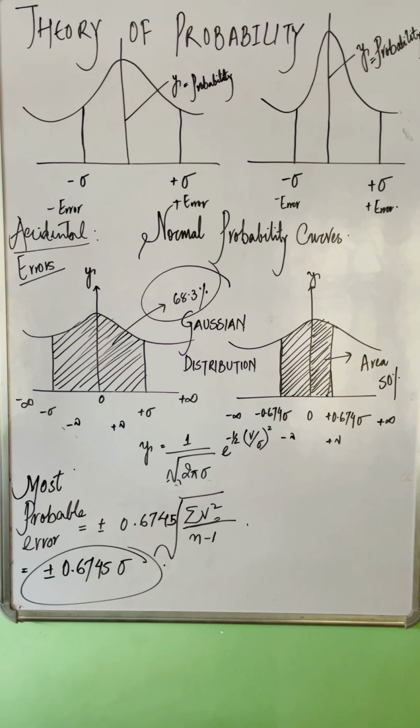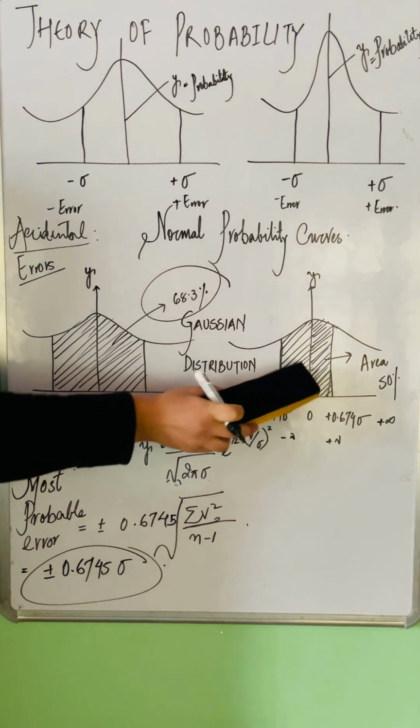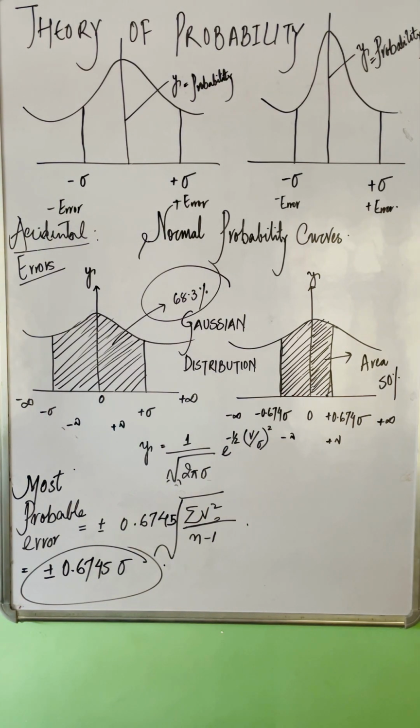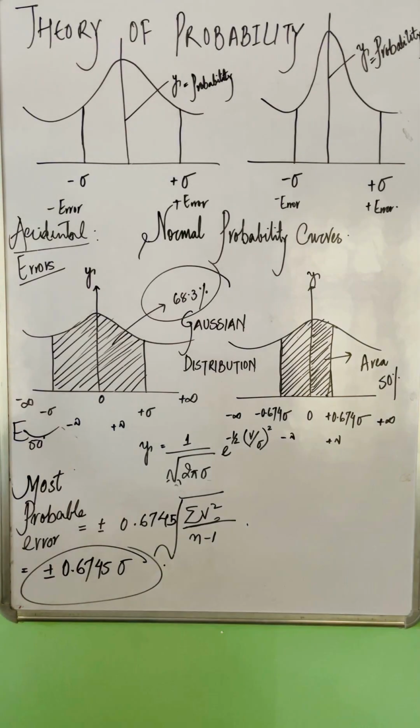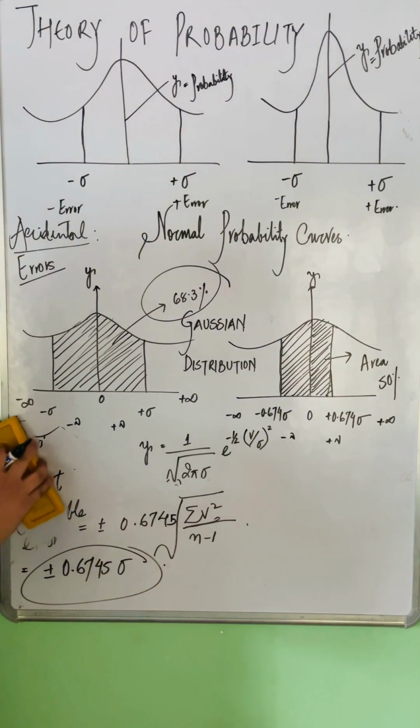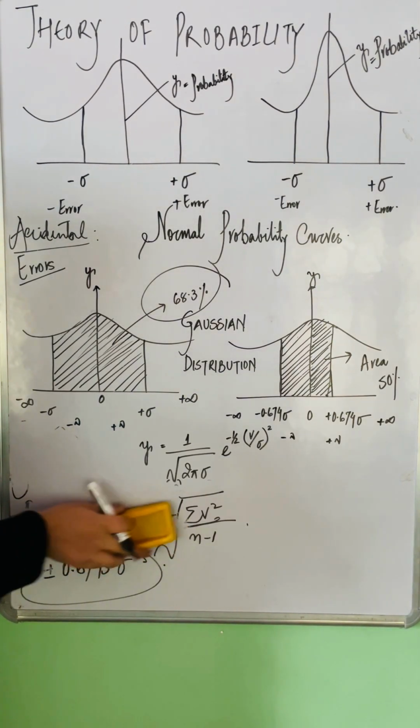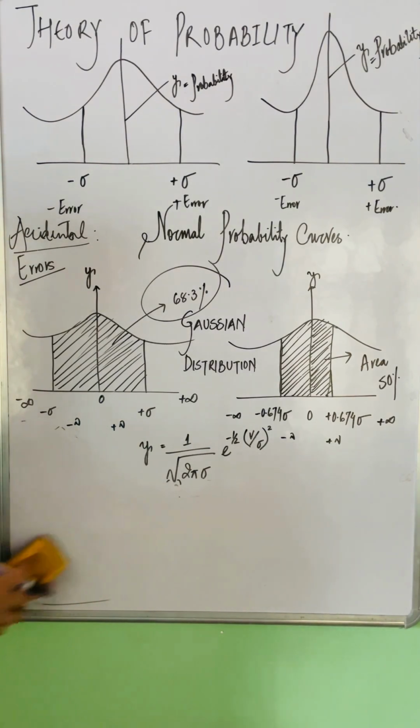All right. So the area beneath the probability curve between the vertical lines plus 0.674 sigma and minus 0.674 sigma is 50% of the total area. So the most probable error is also called the 50% error and is expressed as E50. This was our indices of precision. Moving on, next one.